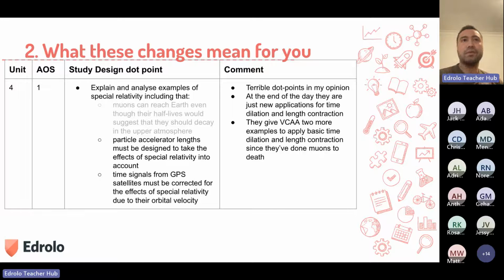However, particle accelerator lengths must be designed to take the effects of special relativity into account. Now, if we apply that simply to a linear particle accelerator, like the Stanford linear accelerator, then we can say that a particle traveling at a constant speed along the linear accelerator, in its own frame, will travel a shorter distance, or a contracted length. That's a very, very straightforward interpretation of that dot point.